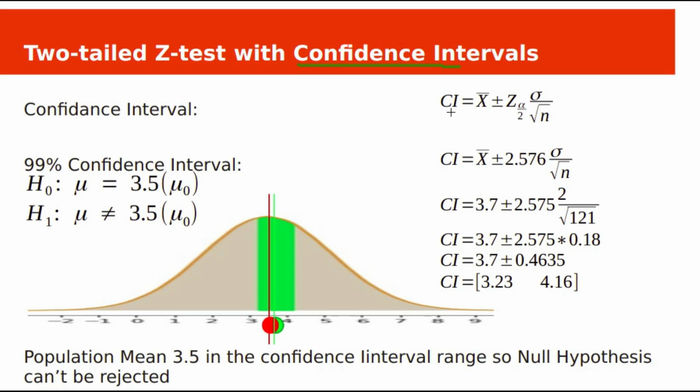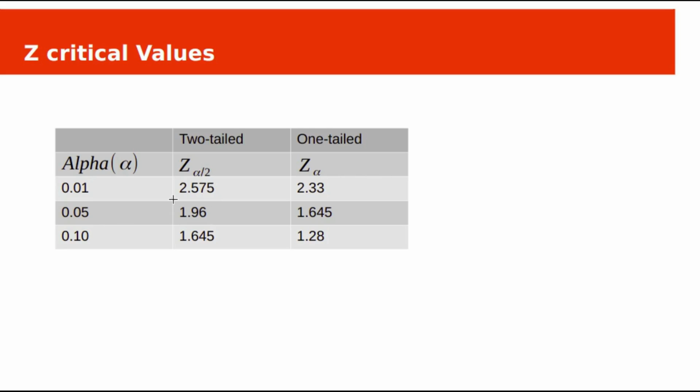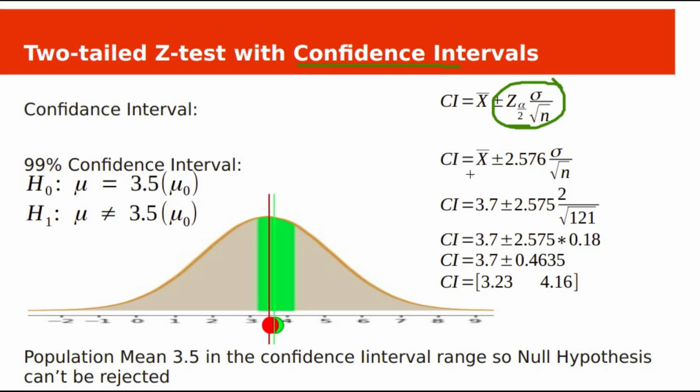Confidence intervals can be calculated by using this formula. X bar plus or minus this margin of error, where z alpha by 2 is the critical value and sigma by square root n is the standard error. Critical value for 99% confidence level for a two-tail test is 2.575. So the sample mean is 3.7 and the critical value is 2.575.